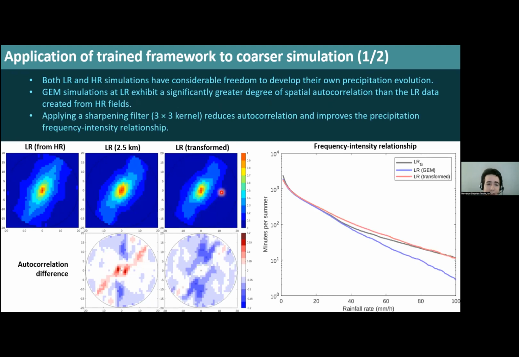We want to correct this. We do that by applying a sharpening filter, which is a 3x3 kernel, which reduces autocorrelation. You see now here at the center, we no longer have this overestimation, and it also improves the precipitation frequency intensity relationship, as you can see here.